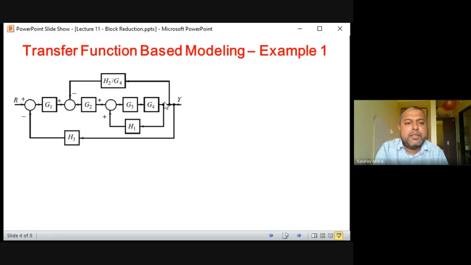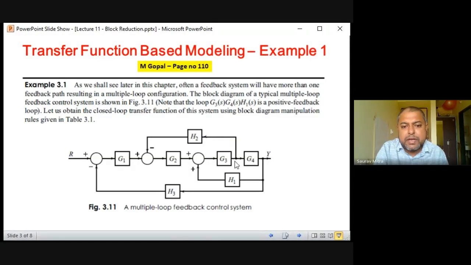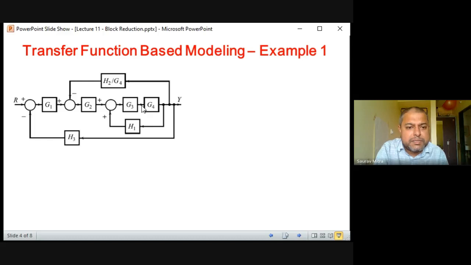Just check. Okay, so this image, I think it's visible. What they have done is, so it was this feedback point, so this was a takeoff point, it was after G3. Now they have shifted it after G4. Everything else is the same. Okay, just see the image previously. So after G3 the H2 was taken. Now what they are doing is they have shifted this point after G4. And what is the change? Everything else is the same, because H2 by G4 is done.